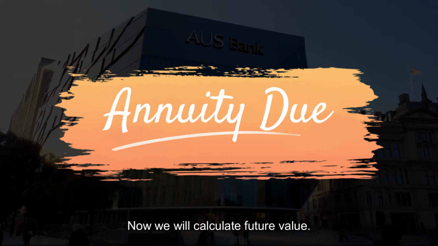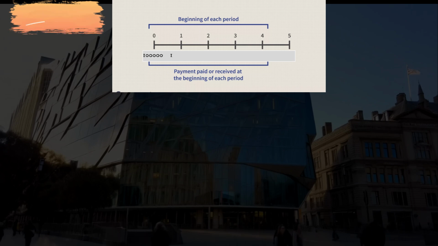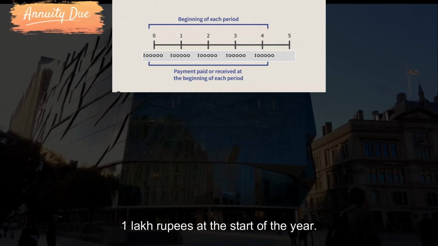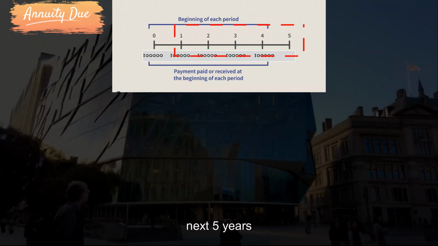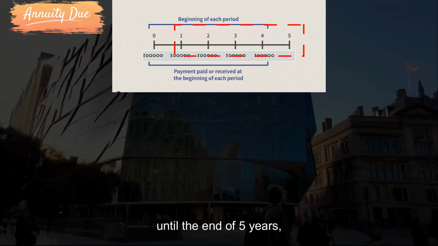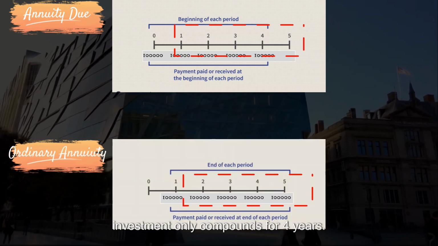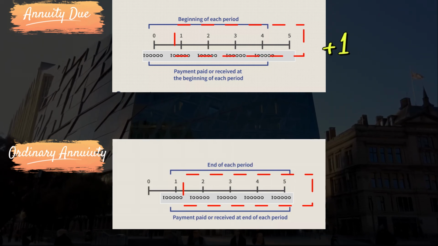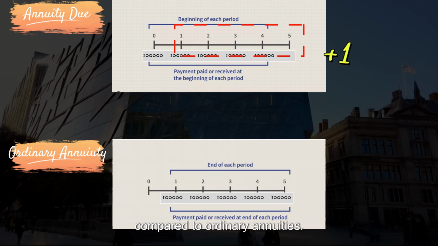Now we will calculate the future value with an annuity due. In an annuity due, Anjali will invest 1 lakh rupees at the start of the year. Her initial investment will compound for 5 years until the end of 5 years, whereas in an ordinary annuity, her initial investment only compounds for 4 years. By investing early, she received an additional year of compounding compared to an ordinary annuity.